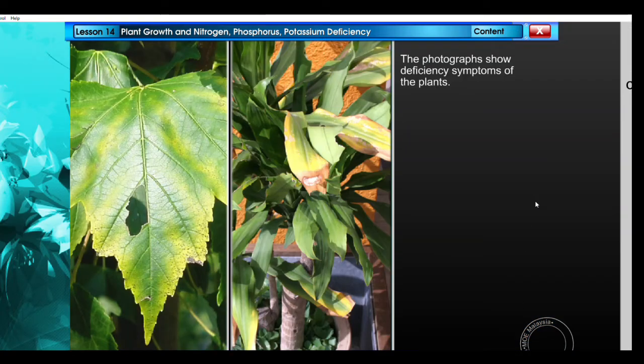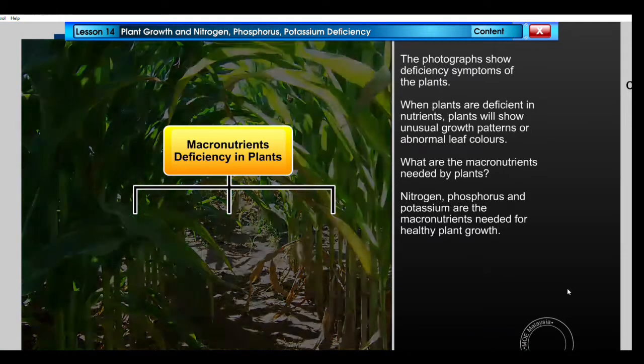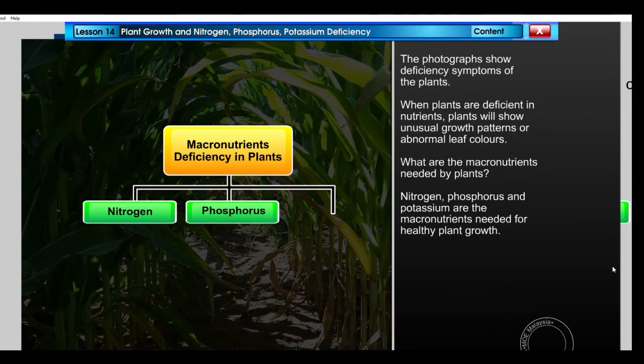The photographs show deficiency symptoms of the plants. When plants are deficient in nutrients, plants will show unusual growth patterns or abnormal leaf colors. What are the macronutrients needed by plants? Nitrogen, phosphorus, and potassium are the macronutrients needed for healthy plant growth.